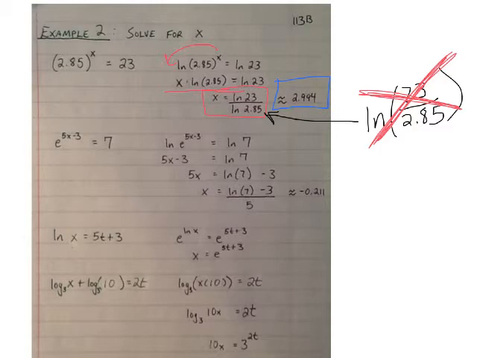Alright, the next example we have e raised to the 5x minus 3 equals 7. So we can take the natural log of both sides, and that allows us to drop the exponent down in front. The 5x minus 3 goes in front, and that's being multiplied by ln of e, which is equal to 1. So that's why I did not bother writing it. And then we add 3 to both sides, and then we divide both sides by 5. So here we have an exact answer, and the approximate value is negative 0.211.